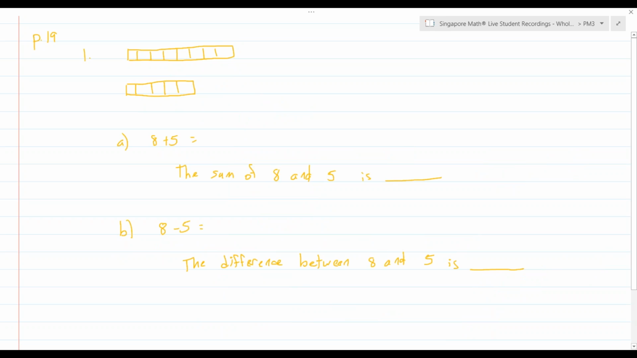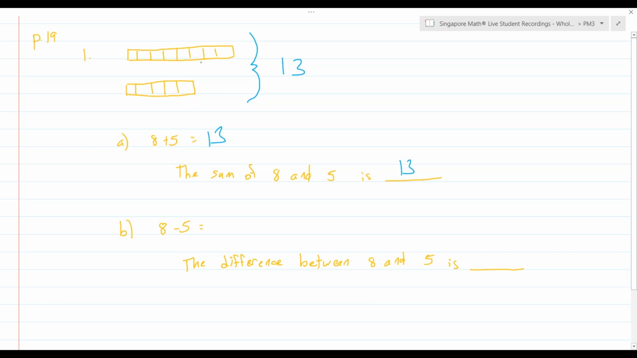So then on page 19, it gives us some pictures. First, we have some squares, and there are 8 squares in one row and 5 squares in the other row, and it asks us to find the sum of 8 and 5. 8 plus 5, it says, is what? Well, if I put these two together, 8 and 5 is a 10 and 3 extra. So 8 plus 5 is 13, and again, they just want us to know that the sum of 8 and 5 is 13 because 8 plus 5 equals 13.